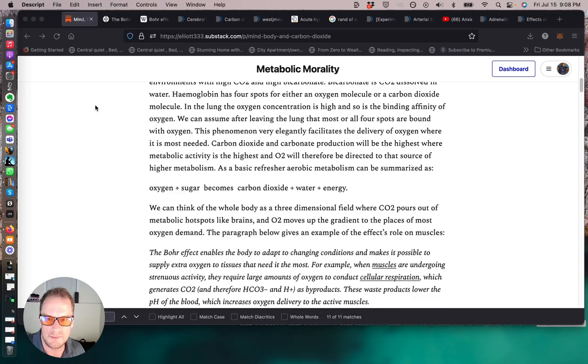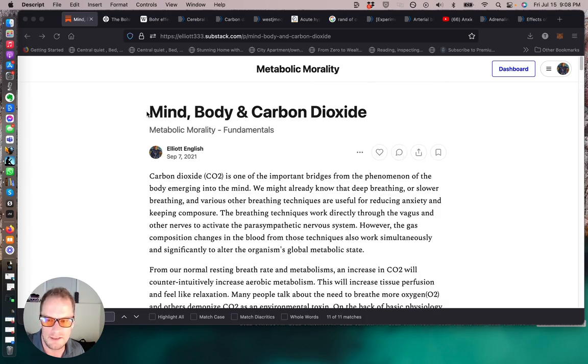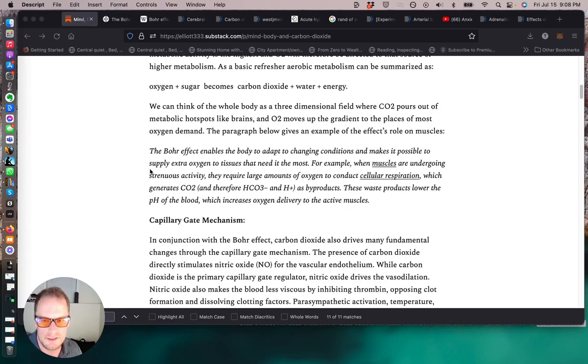This is a piece I wrote on carbon dioxide and its interactions and effects on both the mind and the body. And I just wanted to read this bit here, which is: the Bohr effect enables the body to adapt to changing conditions and makes it possible to supply extra oxygen to tissues that need it the most. For example, when muscles are undergoing strenuous activity, they require large amounts of oxygen to conduct cellular respiration, which generates CO2. These waste products lower the pH of the blood, which increases oxygen delivery to the active muscles.